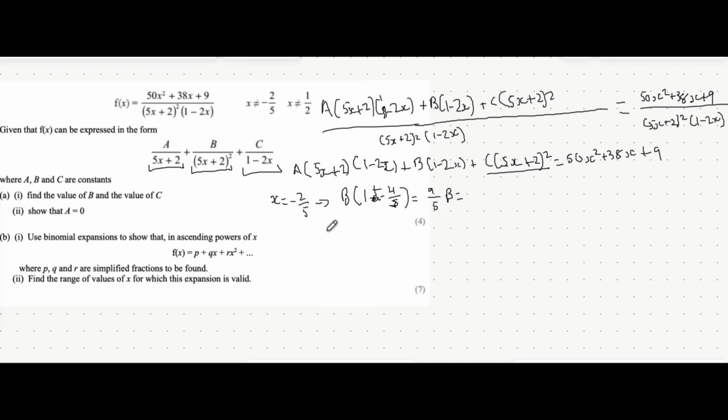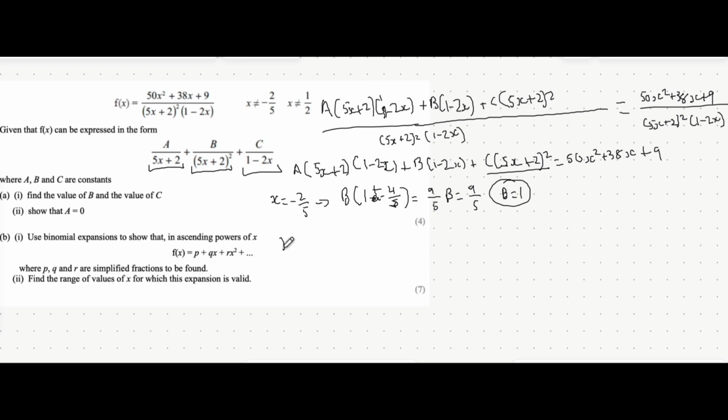And then to get what it's equal to, we're going to put x equals minus 2 over 5 into the right side of that equation. I'm going to put that in my calculator very quickly. Just bear with me one moment. So 50 lots of minus 2 over 5 all squared plus 38 lots of minus 2 over 5 and then plus 9. That's equal to 9 over 5. In which case, it pretty much makes sense that b is just equal to 1.